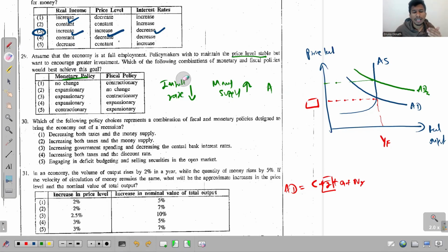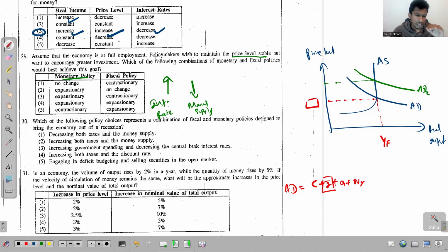It should be contractionary. When the monetary policy is contractionary, the interest rates will be high and the money supply will be low, so that the policy makers will be able to maintain the price level at a lower rate.